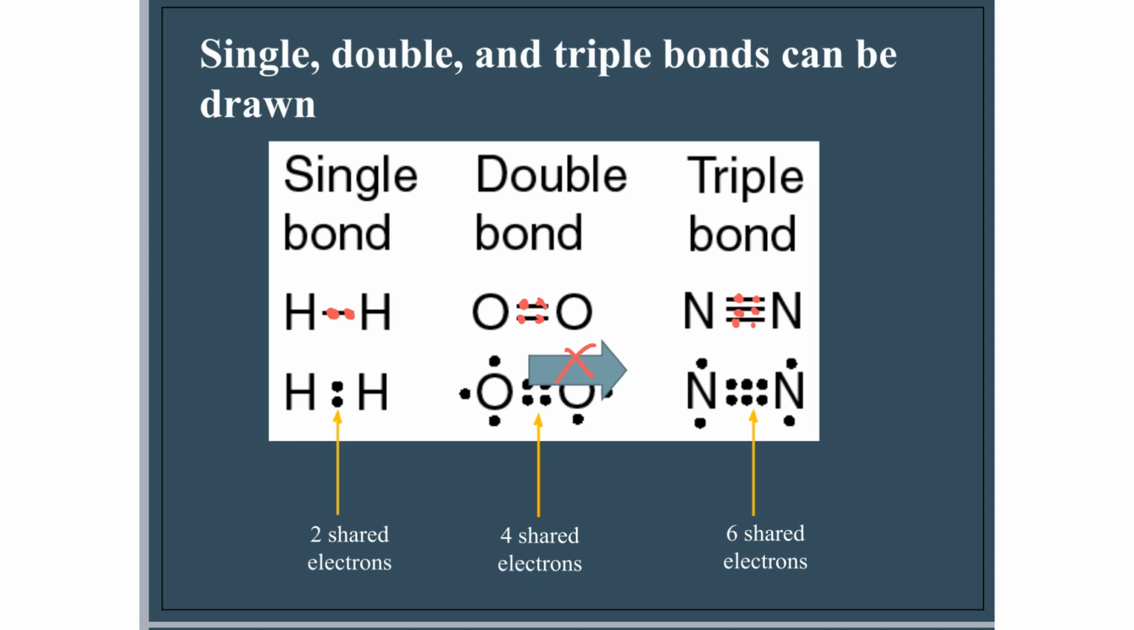I don't know where that arrow came from, but you don't want to forget to draw these other electrons out here. And most of the time you're going to see them drawn as pairs and not individual ones. It just kind of depends on who's doing the work.